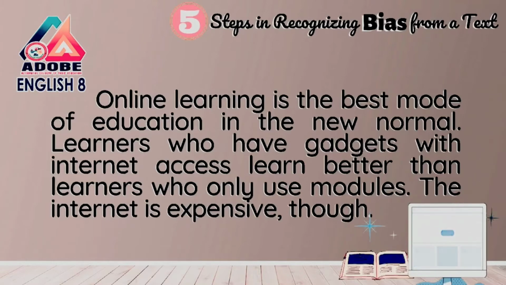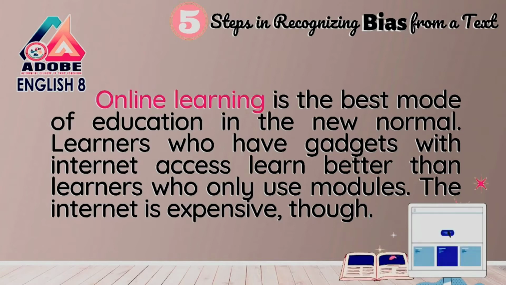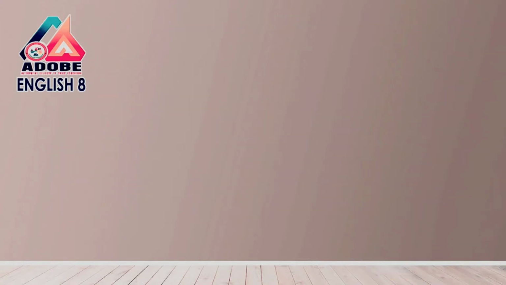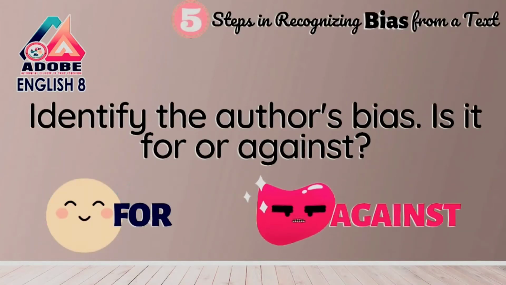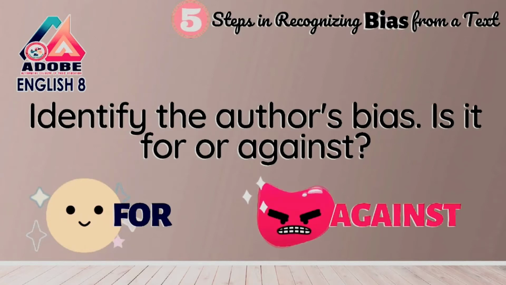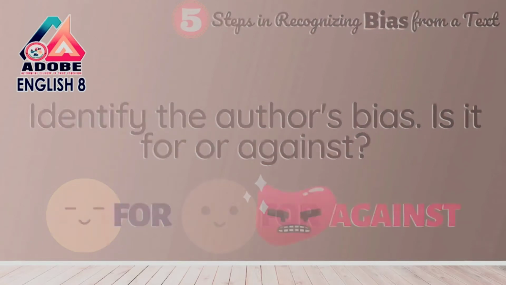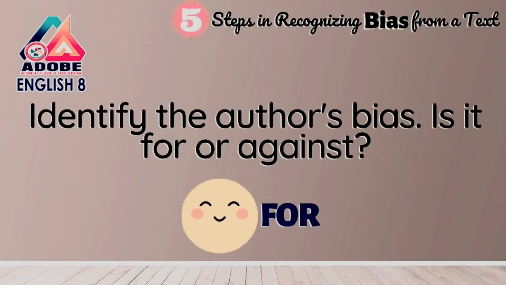Let's check out the paragraph once again. What is it all about? Very good. It is about online learning. Identify the author's bias. Is it for or against? Great job! The author is for online learning.